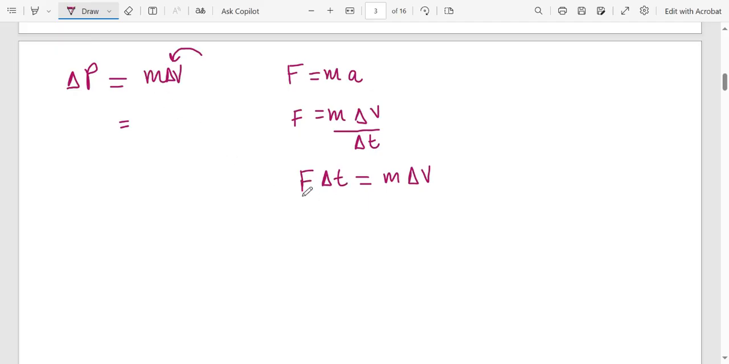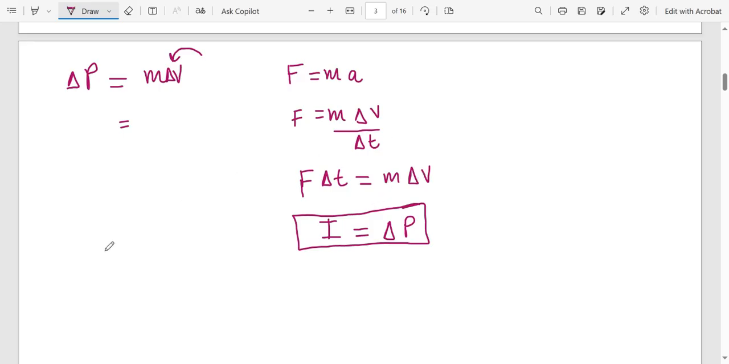Now force multiplied by the change in time, or the impact time, gives what we call impulse. So impulse is equal to change in momentum. We call this equation the impulse momentum theorem. Very simple, isn't it? It's something that you should not forget.